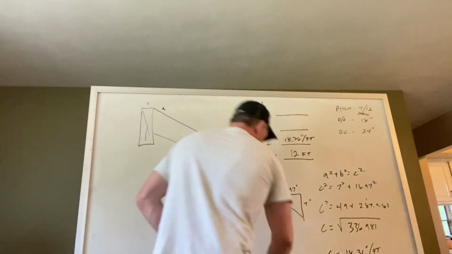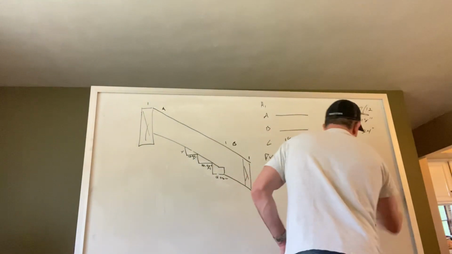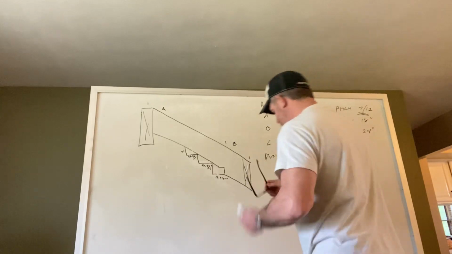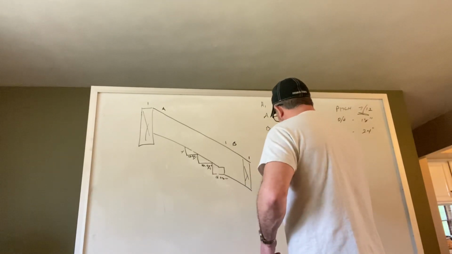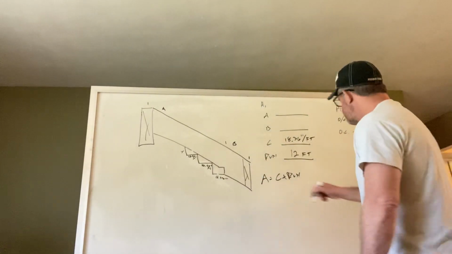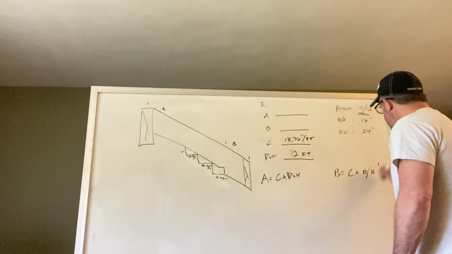All right, so now I can solve for my hip, because I've solved for my different C dimension. So again, going back to our formulas, this is where it gets easy. All I have to do is plug my numbers into my formula now. A equals C times run, and B equals C times overhang in feet.